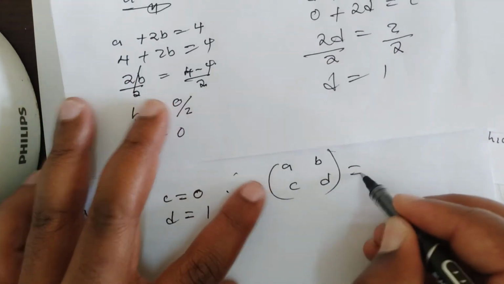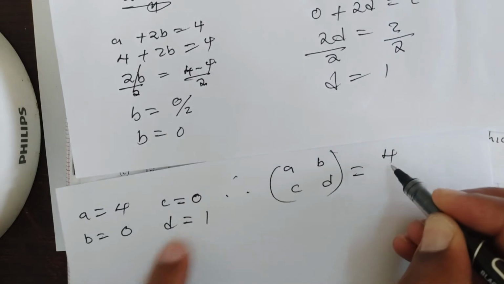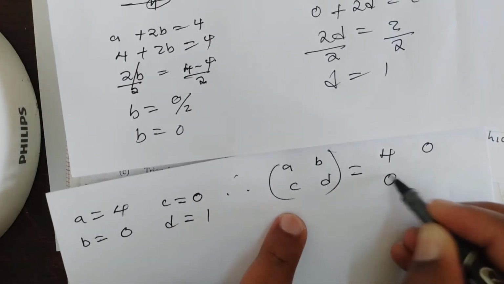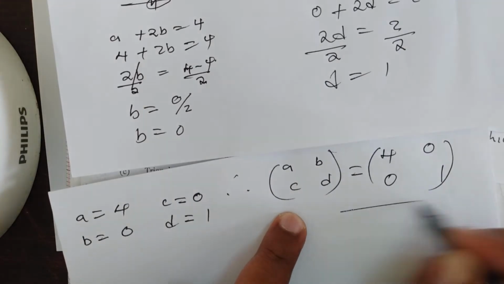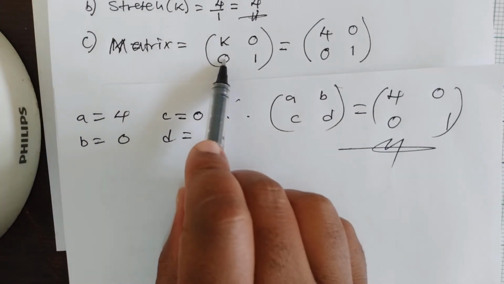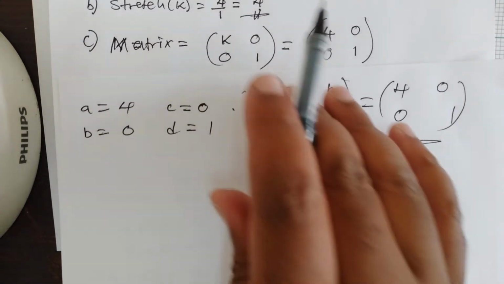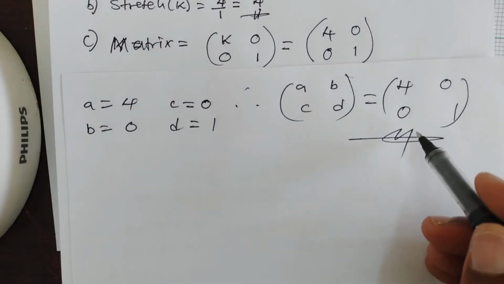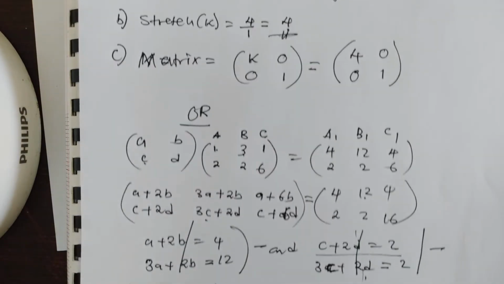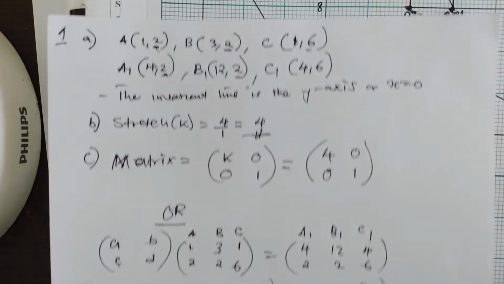Okay? Now, you say, what is our A? 4. Our B, 0. Our C here, it's 0. This one. So this is your matrix, which is exactly the same as the one that I mentioned earlier on. If you know the matrix, take note, you just substitute. But if you have a problem in knowing this, then you just solve them like we've done. Solve them like we have done.